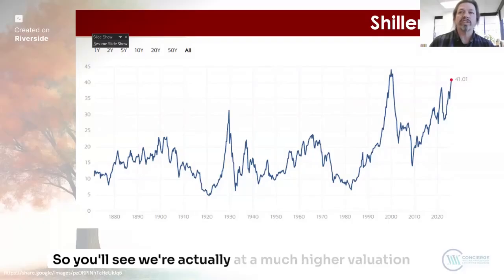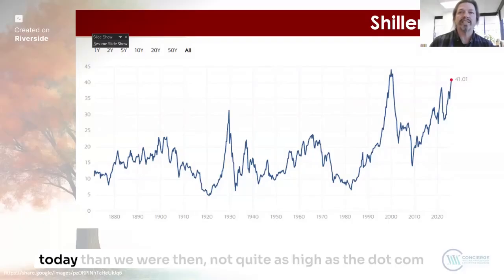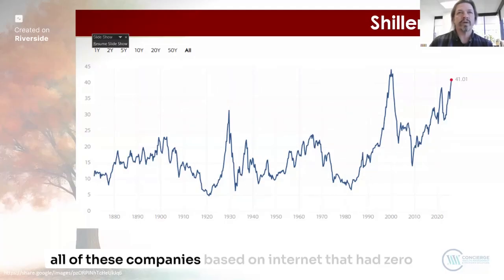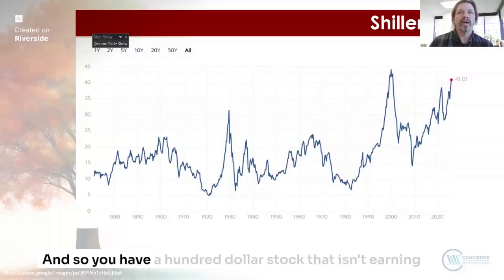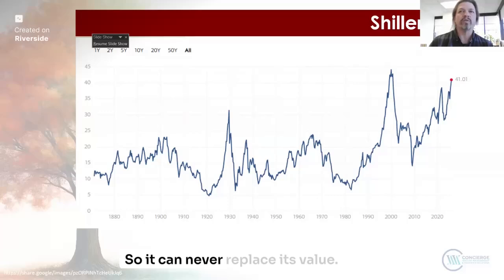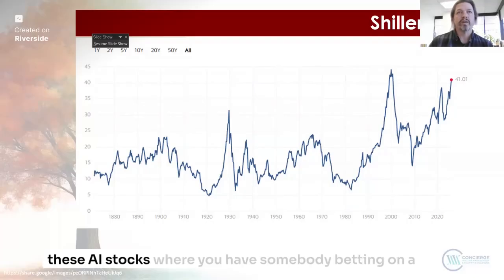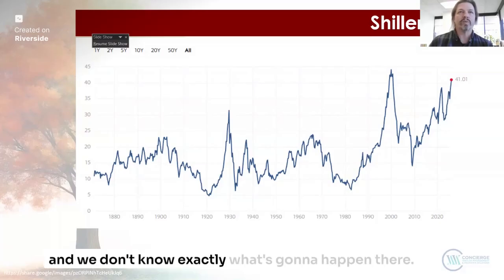You'll see we're actually at a much higher valuation today than we were then, not quite as high as the dot-com bubble. What was unique about the dot-com bubble is you had all of these internet companies that had zero earnings. So you have a $100 stock that isn't earning any money, so it can never replace its value. We have something similar going on today with a lot of these AI stocks, where you have somebody betting on a future and we don't know exactly what's going to happen there.